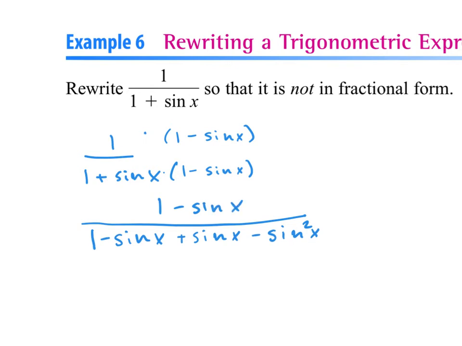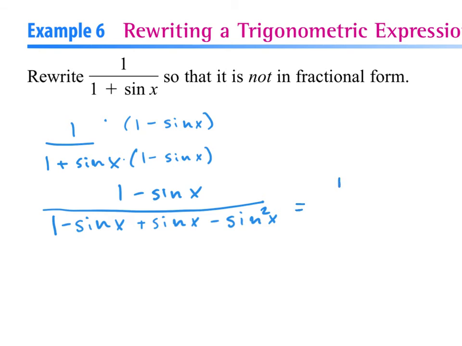Everybody with me so far? Yes. Okay. Can we simplify this? Could you cancel out 1 minus sine x on both? Well, no. We can't cancel out the 1 minus sine x on the top with the one on the bottom because there's more things going on the bottom, and it's being added. If it was being multiplied, we could cancel, but we can't just cancel those two out. But we can cancel this negative sine x and the positive sine x. So we have 1 minus sine squared x on the bottom. So we canceled out the negative and the positive sine x.